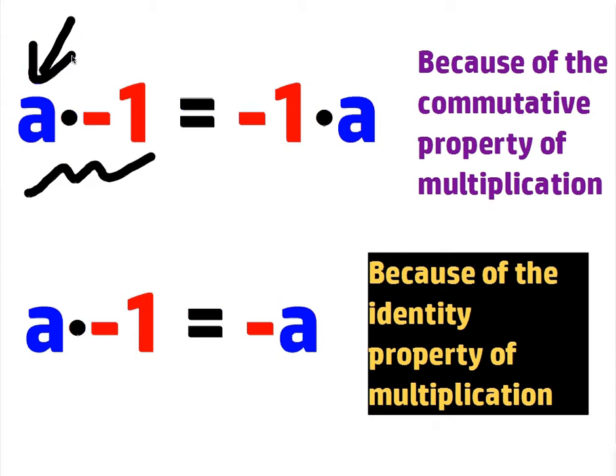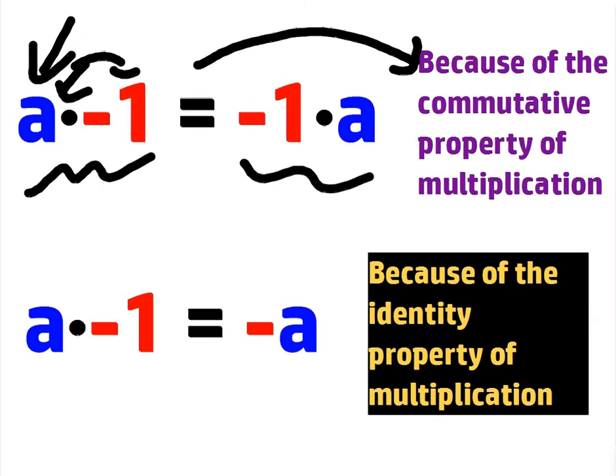So a times -1 is equal to, now notice, because of the commutative property of multiplication, we can actually go ahead and flip these two. So that goes over there and this goes over here, and that's equal to -1 times a. Again, the order in which you multiply numbers doesn't matter. And then, because 1 times anything is itself, that means 1 times a, right here, is equal to a. And we're left with -a.